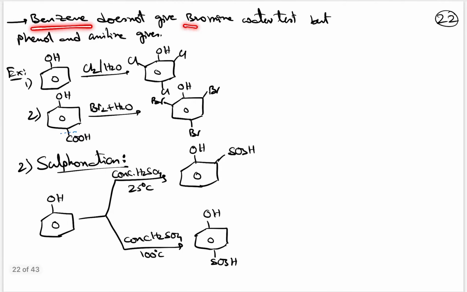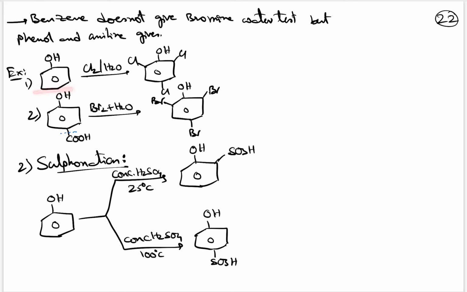And benzene does not give a bromine water test, but phenol and aniline give the reaction. That is one of the interesting examples. Benzene straight away will not react with bromine water, whereas phenol and aniline will react with bromine water and will decolorize it. That is one of the identification tests between benzene and phenol or aniline.